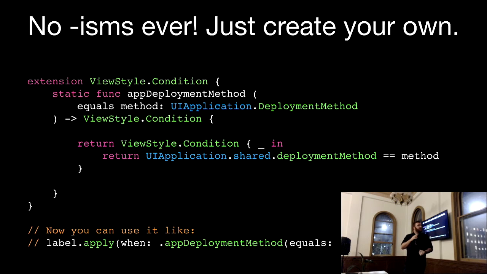But cool, it's actually really extensible. All you need to do is extend the viewStyle.condition, add in your own static func that returns a viewStyle.condition. So this one is a test that I did that changes the style based on whether it's the simulator, whether it's a debug build on device, whether it's TestFlight, or whether it's App Store. There's no warranty around that, because that's why the code's not there.